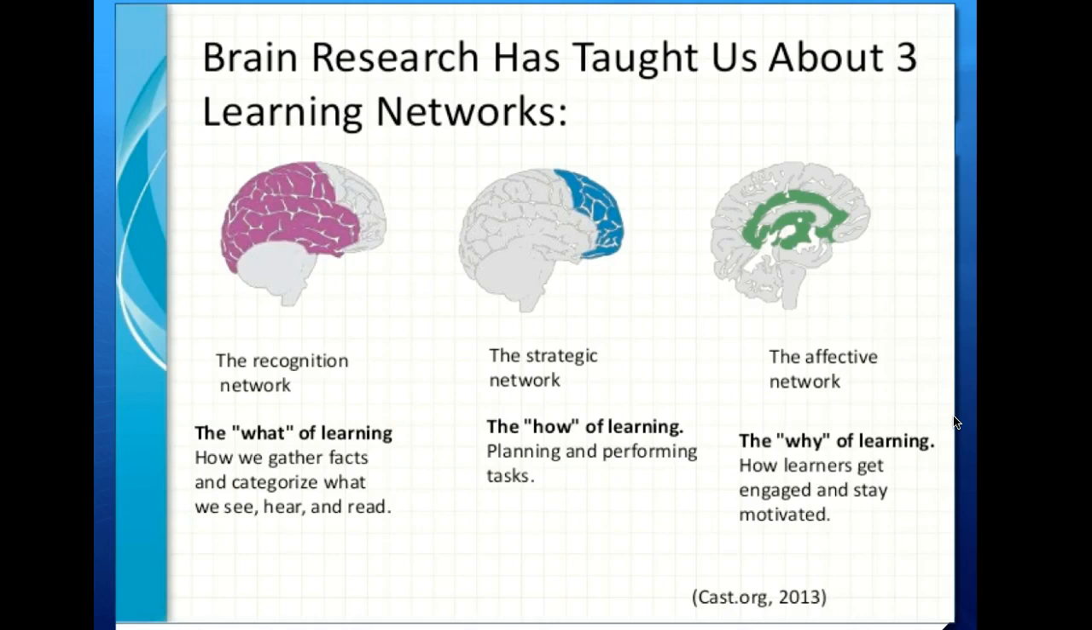So in summary, we've got the three areas that we need to think about as we're designing our curriculum. How are you presenting the material? How are students going to gather the facts and categorize what they see, hear, and read? How are they going to perform and plan to show their understanding of the tasks? And why are they doing it in the first place? How are we getting them engaged and staying motivated in what we're doing? And of course, there's more about the brains themselves, which you can spend time studying in a couple of the texts that we're looking at.